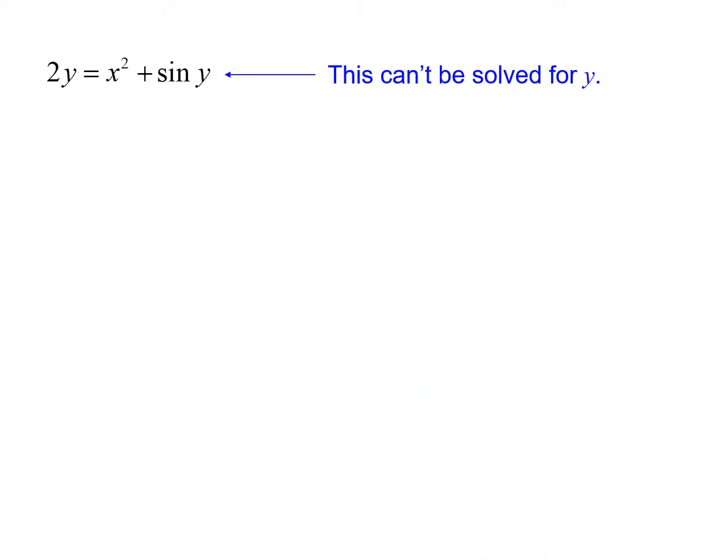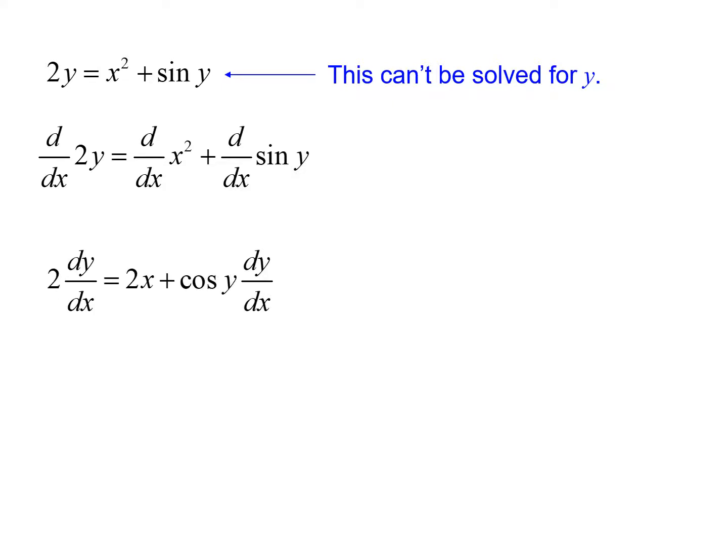All right, here's another equation that is not a function, but we might still want to talk about the slope at any point along that curve, or the derivative dy dx. So we take the derivative with respect to x. The derivative of 2y with respect to x is 2 times dy dx. The derivative of x squared with respect to x is 2x. And the derivative of sine of y with respect to x, so we use chain rule here. The derivative of sine is cosine, leave the inside the same, so cosine of y, times the derivative of the inside. The derivative of y is dy dx.